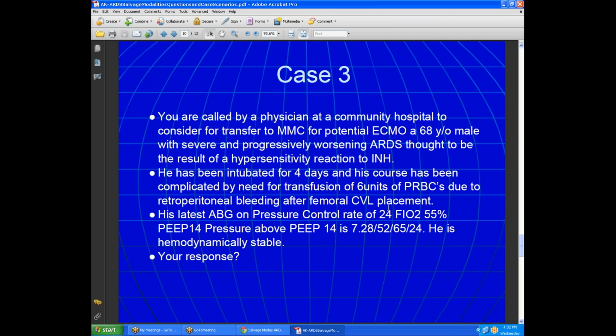Latest blood gas on pressure control, rate of 24, FiO2 of 55%, PEEP of 14, pressure of 14 above the PEEP, was 7.28, 52, 65, and 24. Hemodynamically stable. Why is the need for ECMO?